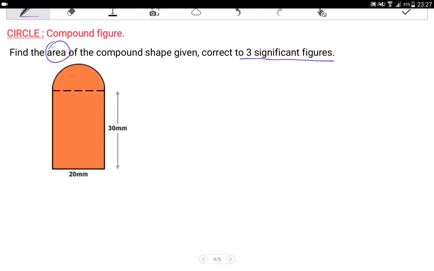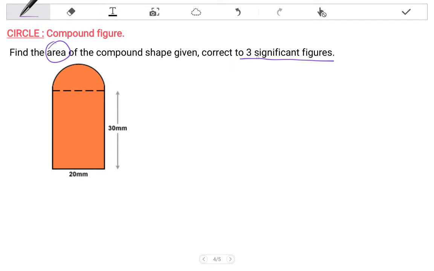So we are going to find the area of the compound shape given, correct to three significant figures. This is a compound figure composed of a rectangle and a semicircle. So if we get their areas separately and then add the values, we'll get the answer.